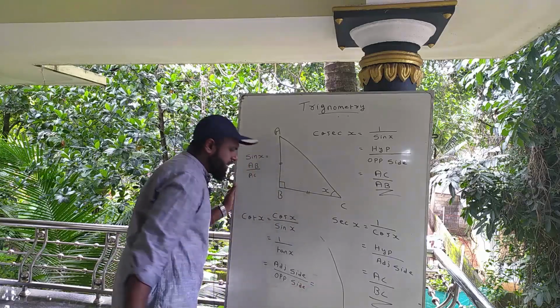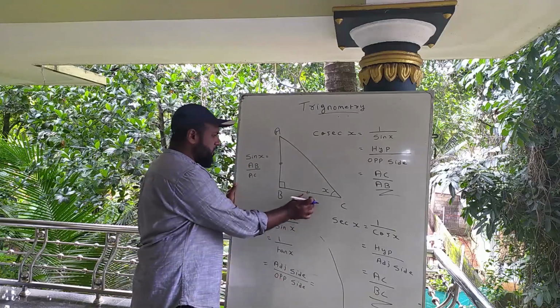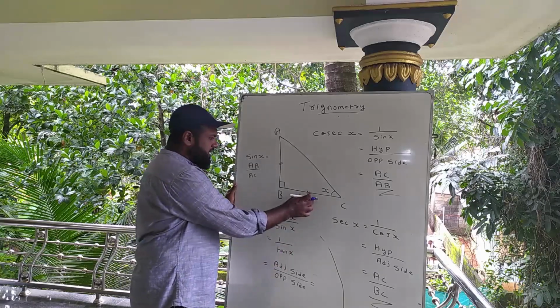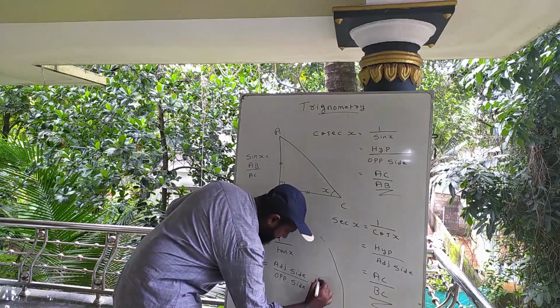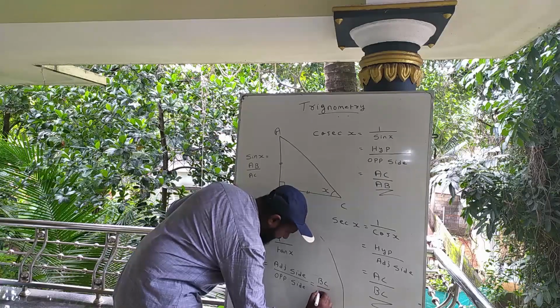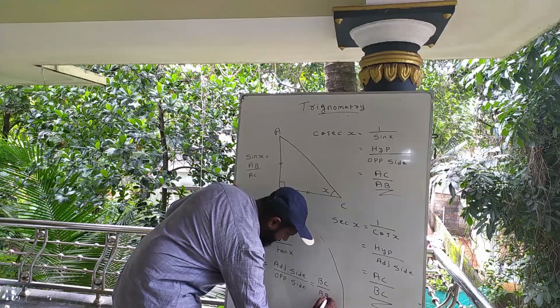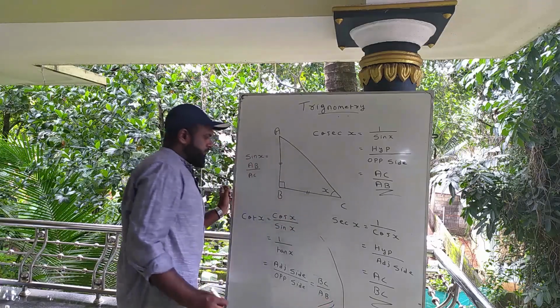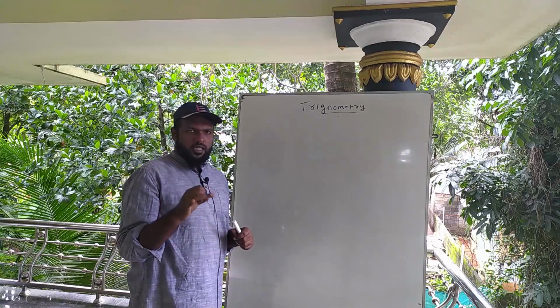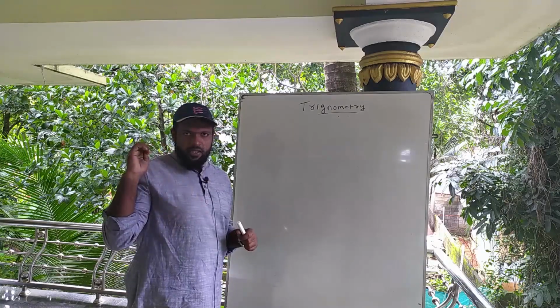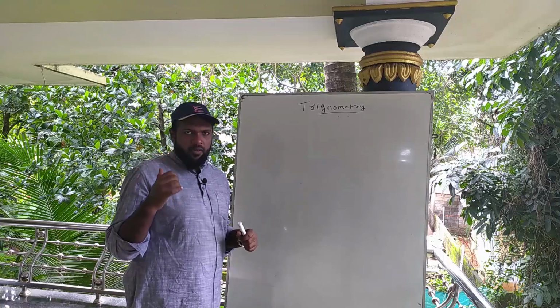What is adjacent side by opposite side? The adjacent side of x is BC by AB. We have learned what is sin x, what is cos x, what is tan x, what is cosec x, what is sec x and what is cot x.